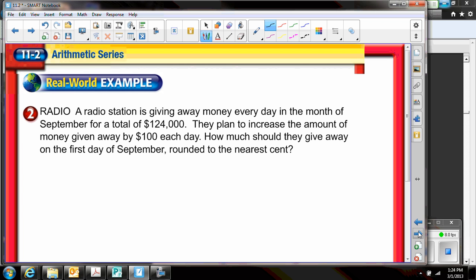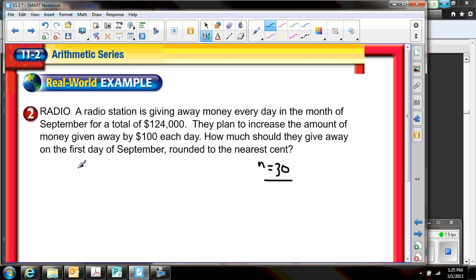Let's try a real world situation here. A radio station is giving away money every day in the month of September for a total of $124,000. They plan to increase the amount of money given away by $100 each day. How much did they give away on the first day of September, rounded to the nearest cent? So this one's a little bit tougher. We first have to start off by finding out how many days there actually are in September. For those of you who don't know, that would be 30. So, 30 total days in September. That represents the number of terms I'm trying to add together.